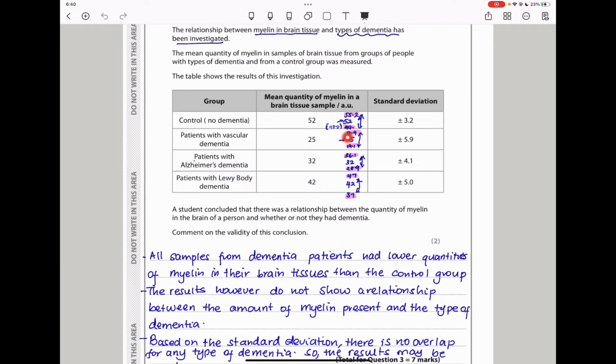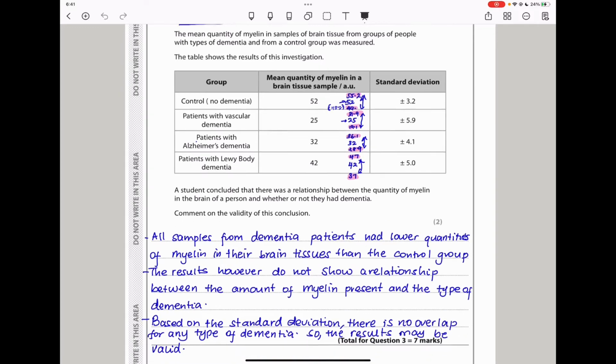So I tried to write some data here in blue to show the standard deviation so that we can see if 52 lies between the higher values 55.2 and 49. Here are 25, 31.9 if you add 5.9, and if you subtract it will become 19.1. 32, adding 4.1 you get 36.1, and subtracting 4.1 I got 28.9. At 42, adding 5 I got 47, and subtracting 5 I got 37. So this gave me the highest value and the lowest value so that I can see if there is overlap in the data as I try to answer the questions that follow.